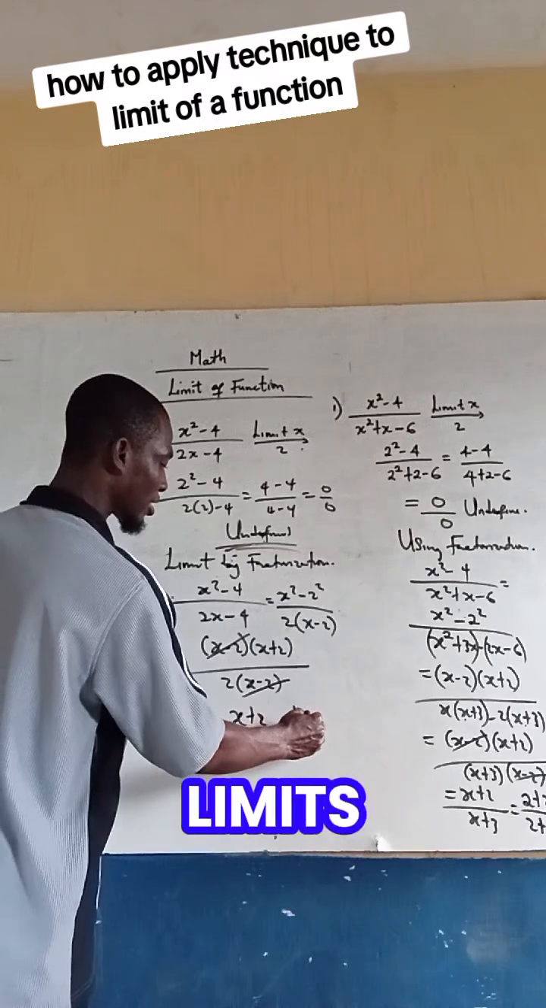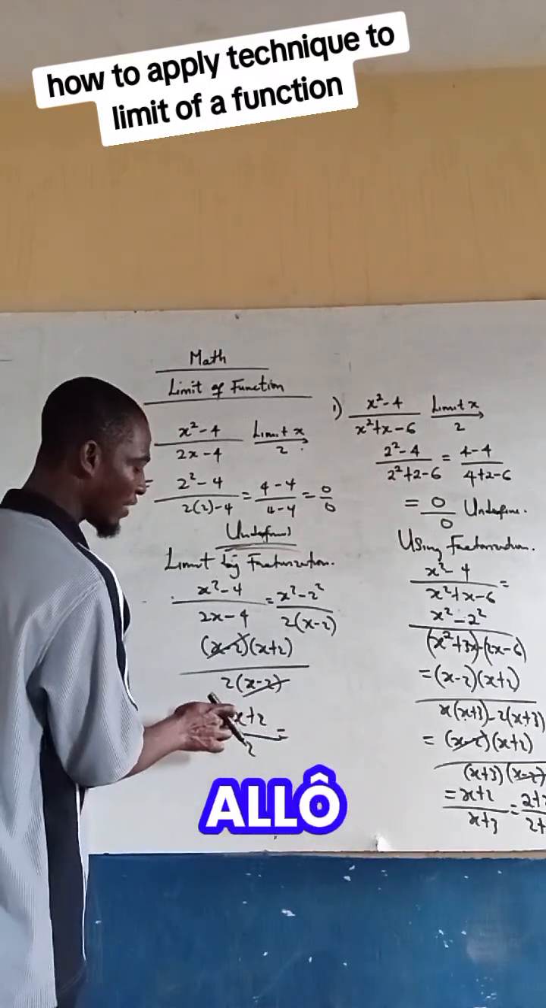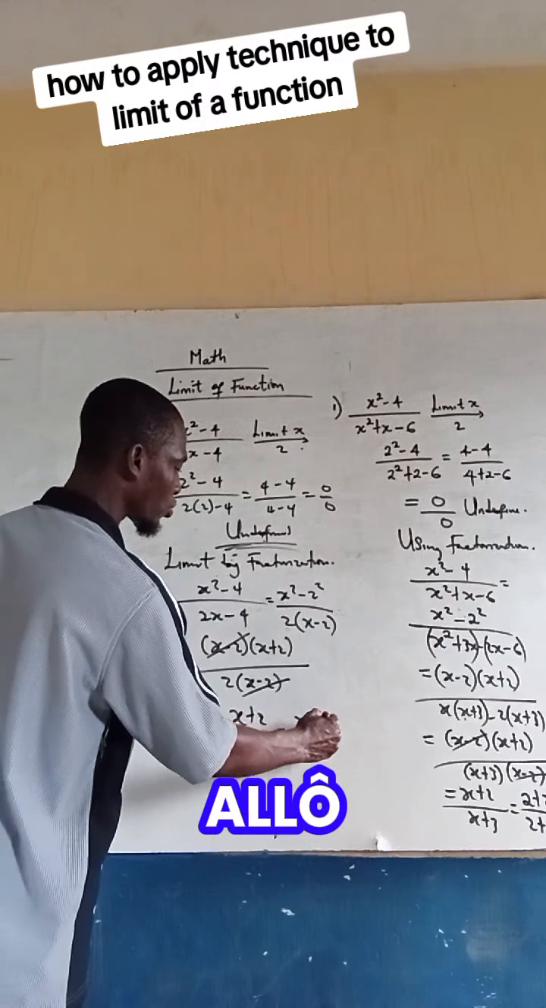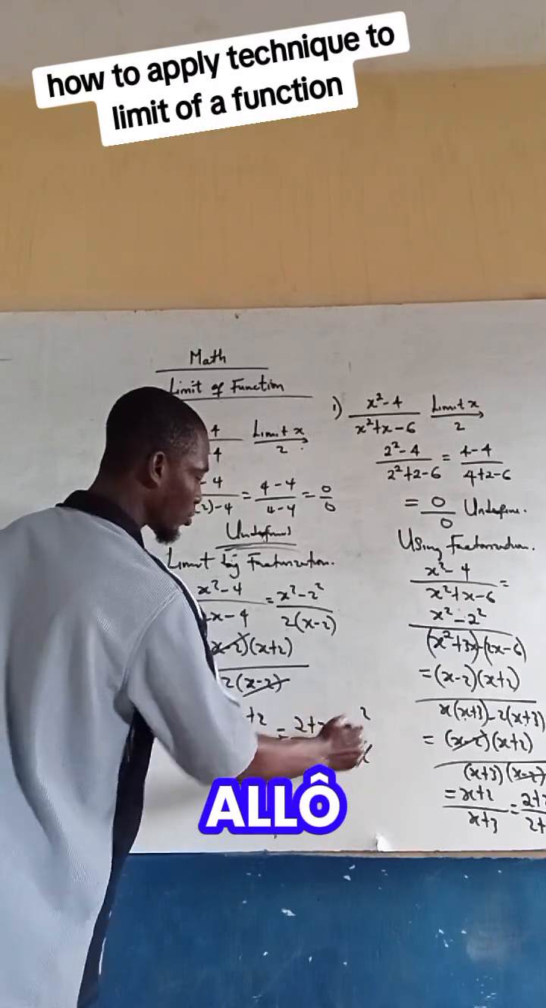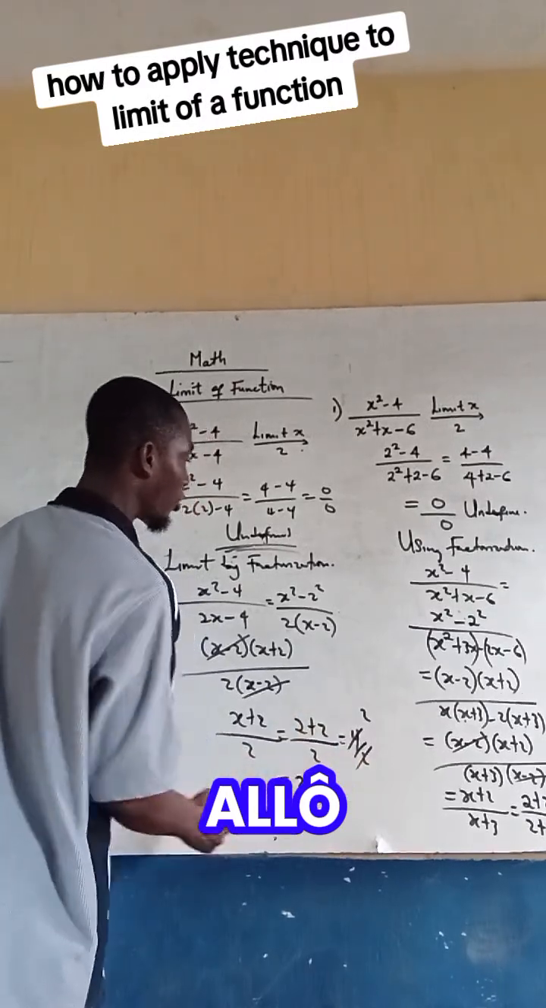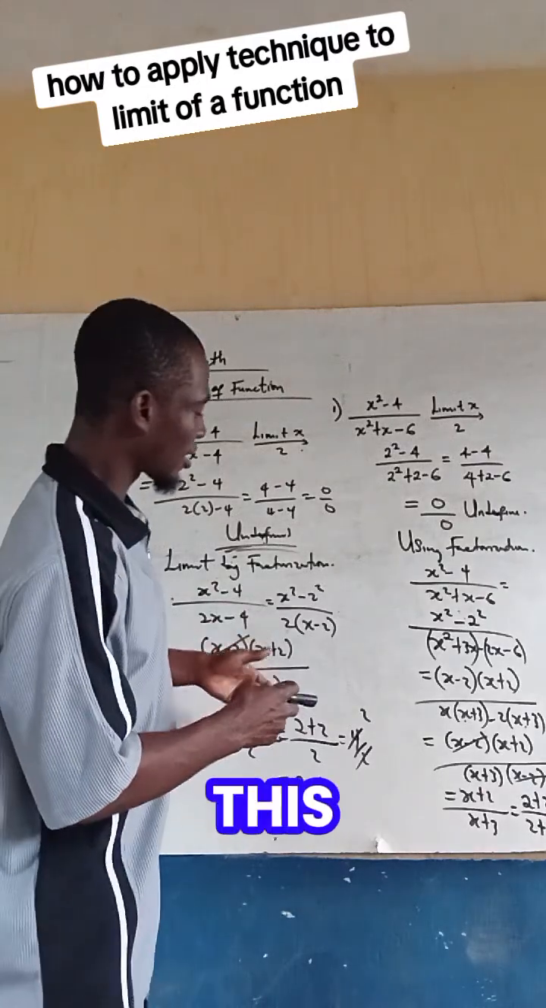So I'll now limit x to 2. Whenever I say x, I'm going to put 2. That is 2 plus 2 all over 2, which is what? 4 over 2. 4 over 2 is what? 2. My answer becomes 2. So this is the answer.